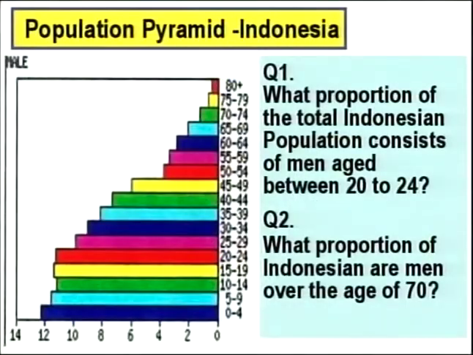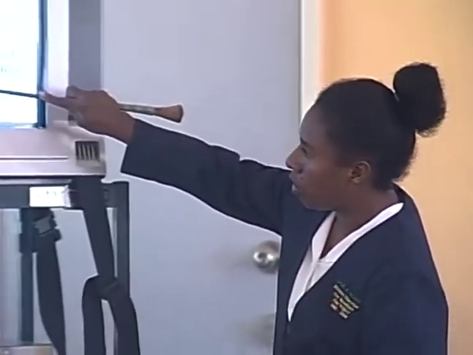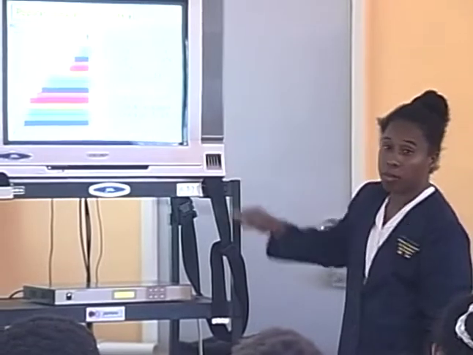Luisa, question 1. Read out the question and your answer for question 1. What proportion of the total Indonesian population consists of men aged between 20 to 24? 11.4 million. Okay, if you did have 11.4 million or 11 million, you can definitely give yourself a tick. Good. For as long as your answer is not over 12 or 12 and above. Okay, it is this section for 20 to 24. So if we rule down, it will be about 11, 11.4, 11.5.